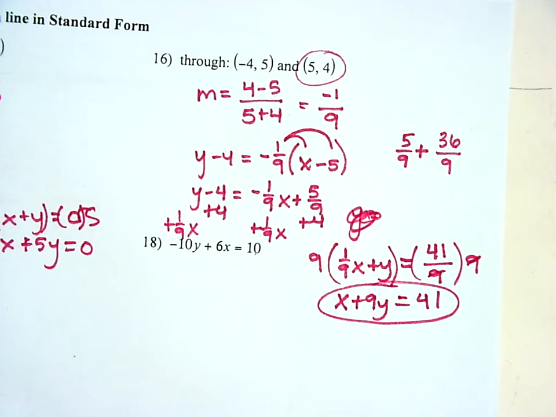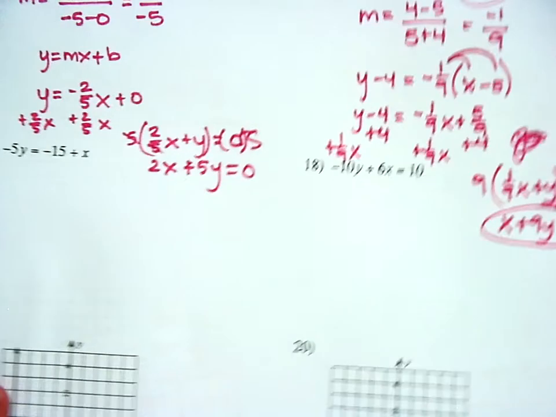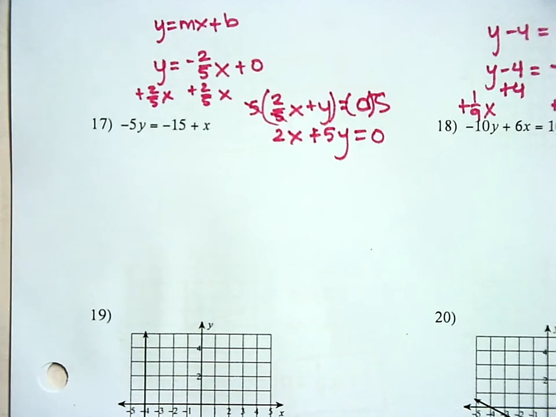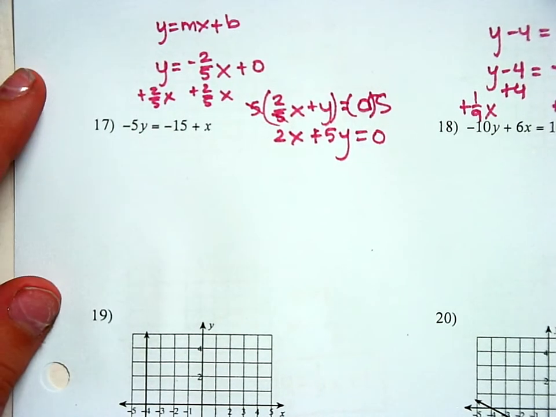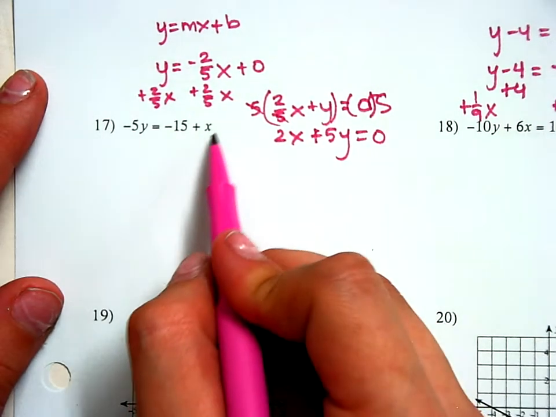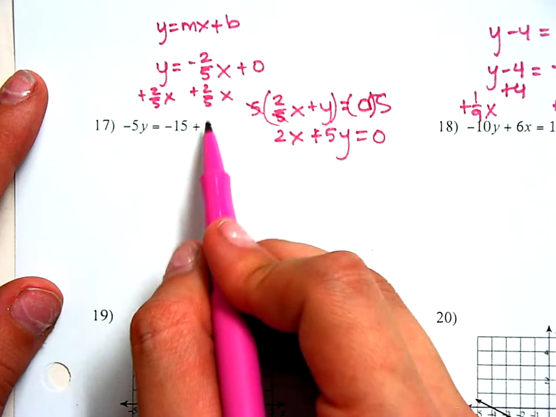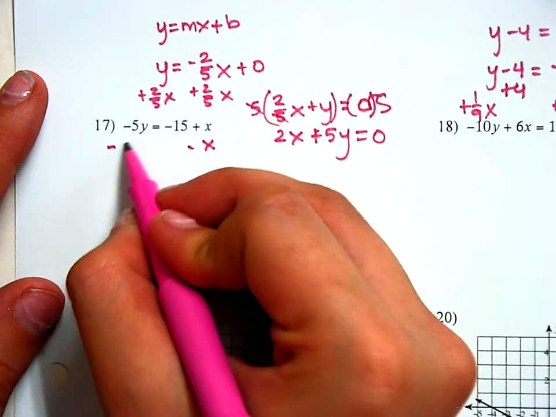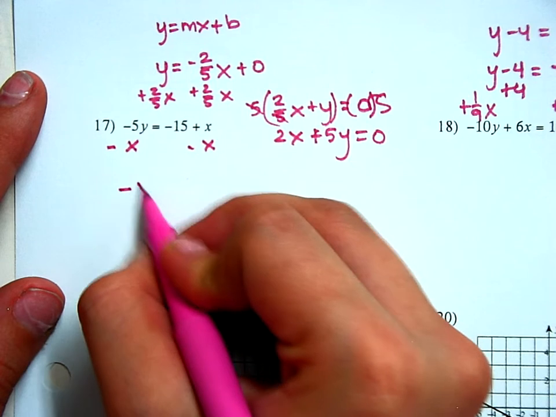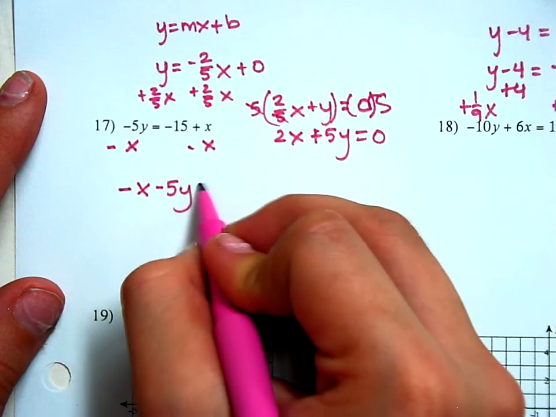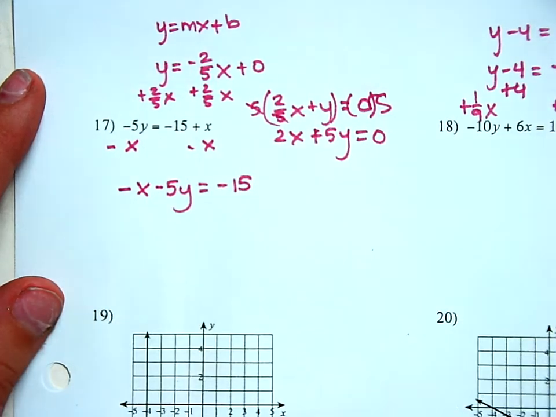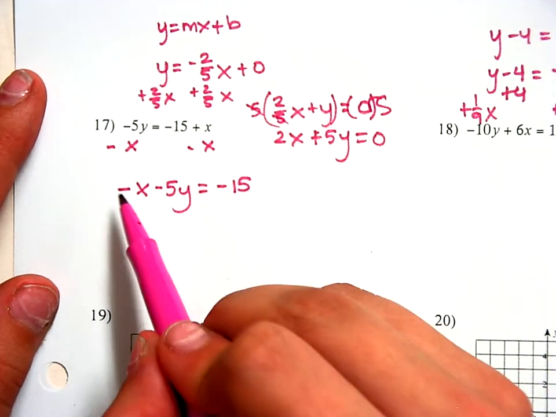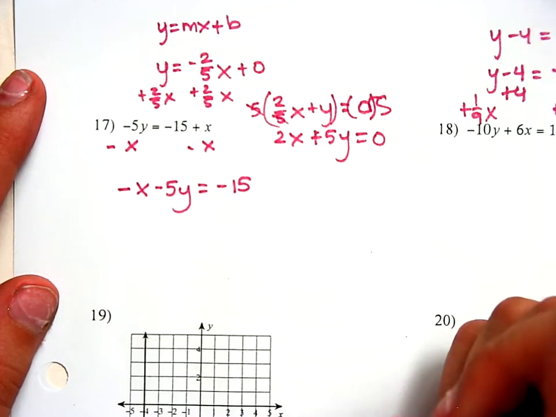All right. Then these next ones, they're already written as an equation, but what we're going to do is do a little bit of algebra so that it's in standard form. So I noticed that my x is on the right side. I would like it to be on the left side of the equation. So I'm going to subtract x from both sides. And I've got negative x minus 5y equals negative 15. Now some people would multiply through by -1 so that both of these are positive, but I'm just going to leave it like that.